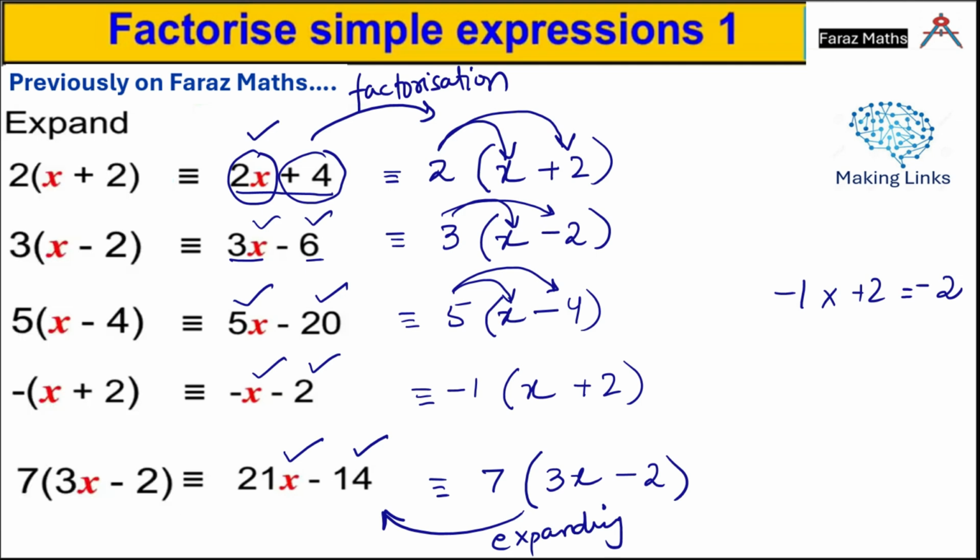Look, it is as it is: 2 bracket, where we started from, 2 bracket x plus 2, 3 bracket x minus 2, 5 bracket x minus 4, minus bracket x plus 2, 7 bracket 3x minus 2. So factorization and expansion are the inverse of each other. Okay, coming to the next.